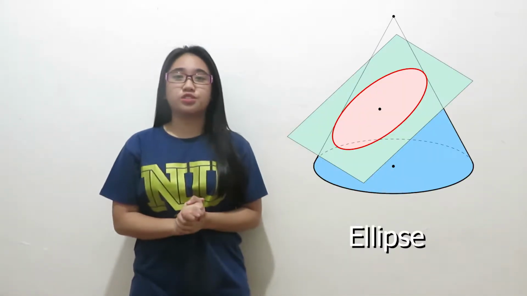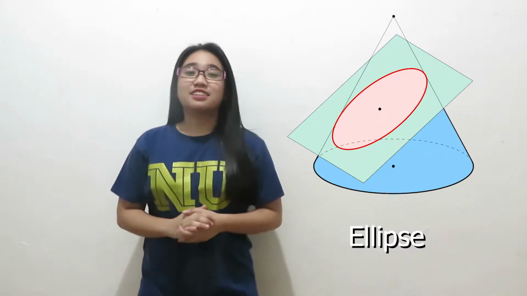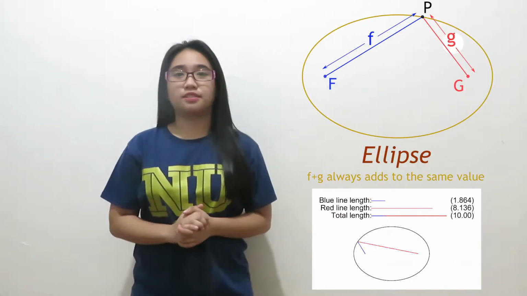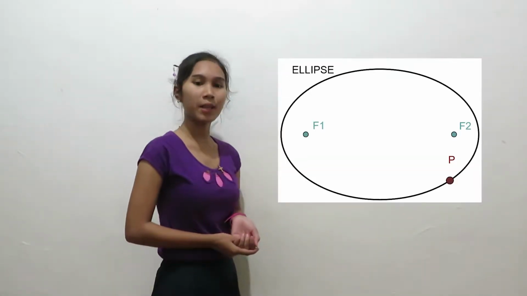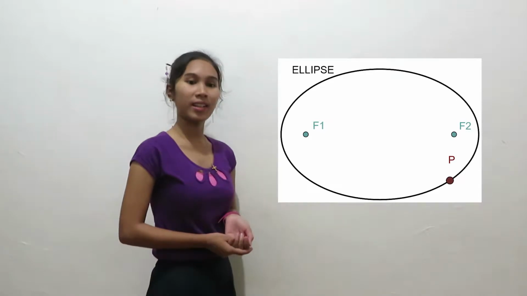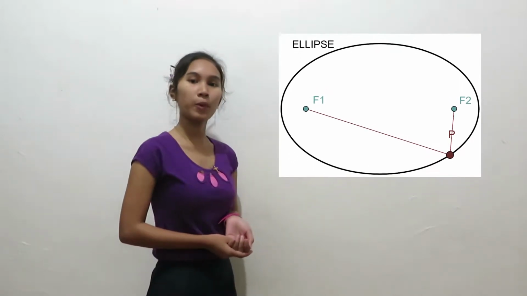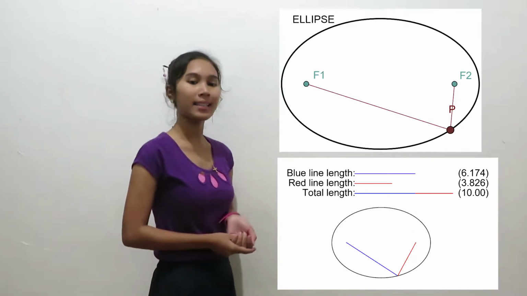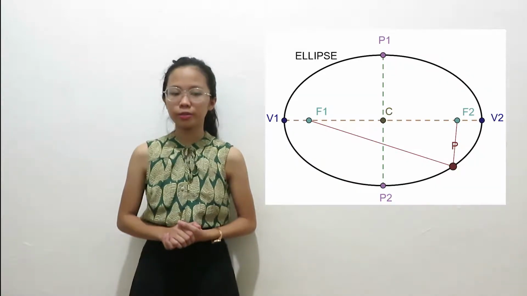Let's first define the ellipse. An ellipse is the locus of all the points in the plane, the sum of whose distances from two fixed points is constant. Another definition of ellipse: let F sub 1 and F sub 2 be two distinct points. The set of all points P where the distances from F sub 1 and F sub 2 add up to a certain constant. Now, let's go on to the next topic, which is the parts of an ellipse.